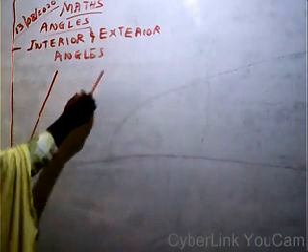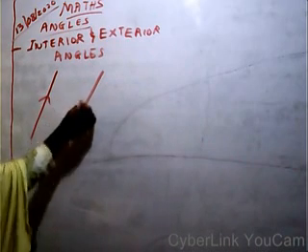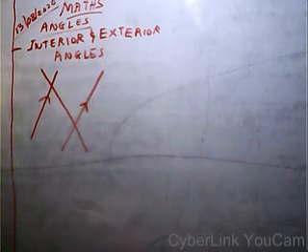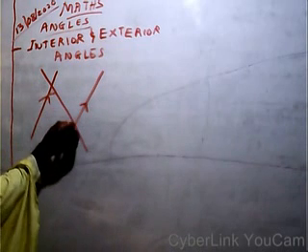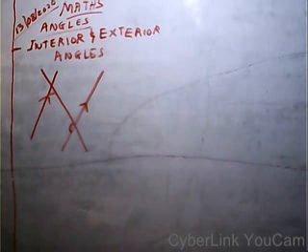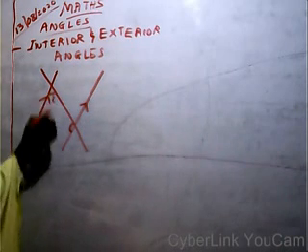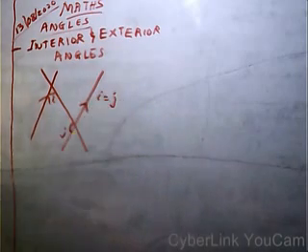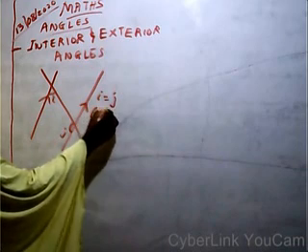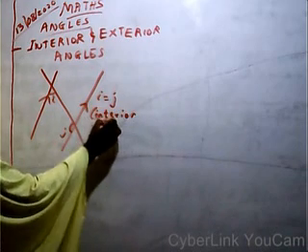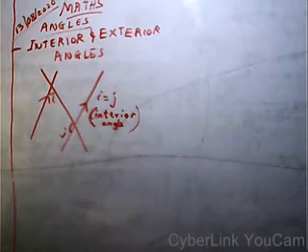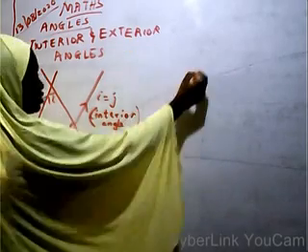You have your parallel lines moving in this direction. Then you have your what? Transversal line. Now this angle will be equal to this angle. Can you see that they are inside? Angle I is equal to angle J. That is interior angle. And the other one, which is exterior angle, this is how it looks.